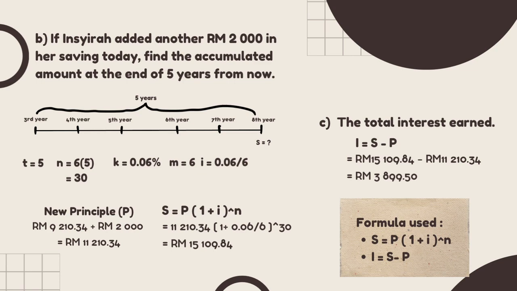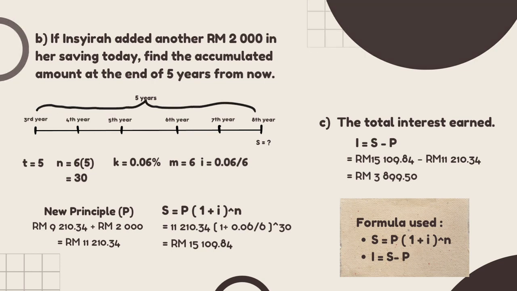Question 2C, the total interest earned. We need to use the formula I equals S minus P. I stands for interest, S stands for accumulated amount, and P stands for principal. So we just fill it with the information from question B. It will become 15,109 ringgit and 84 cents minus 11,210 ringgit and 34 cents, and the final answer would be 3,899 ringgit and 50 cents.